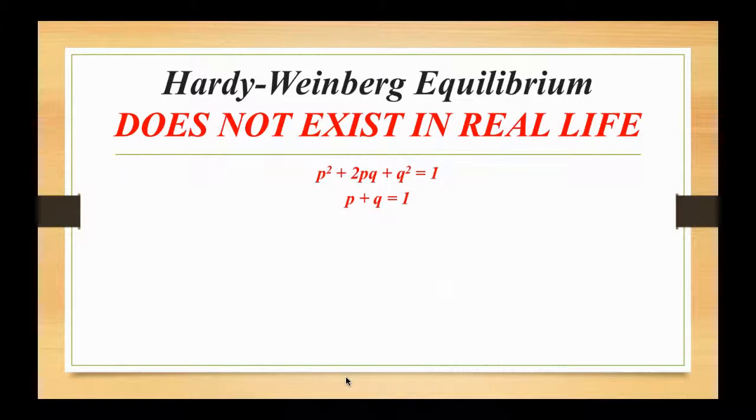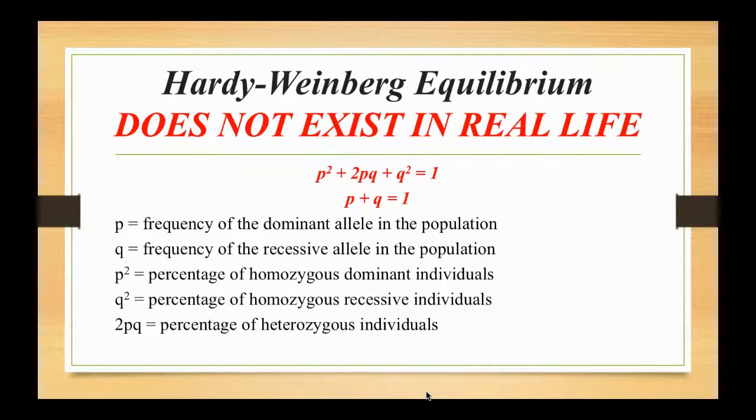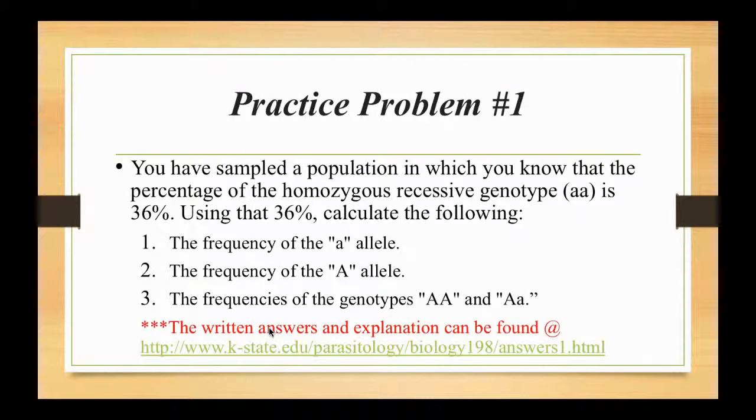Instead, there are the Hardy-Weinberg formulas: p squared plus 2pq plus q squared equals 1, and p plus q equals 1. These two formulas allow us to detect allele frequencies that change from generation to generation. So using p, q, p squared, q squared, and 2pq, we can observe the changes of the frequencies of the alleles. Let's see, I have two problems. All of them are provided by the Kansas State University biology website.